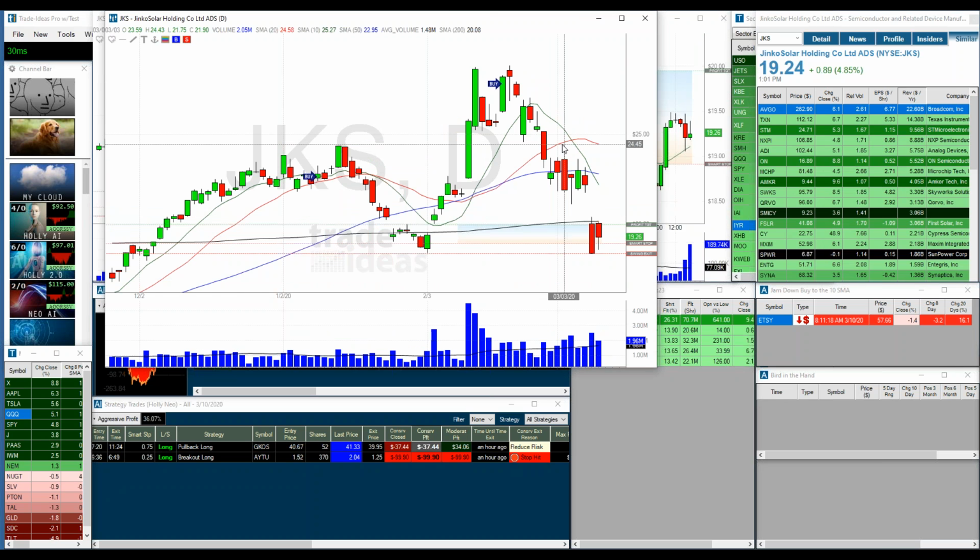What are they calling JKS? They're calling that a semiconductor also. So they're getting lazy. Whoever is compiling this data, they're getting lazy and calling these semiconductors.